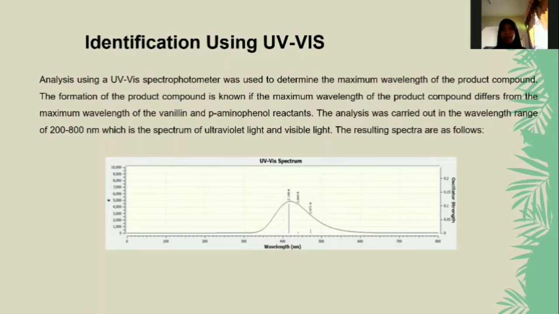Analysis using a UV-Vis spectrophotometer was used to determine the maximum wavelength of the product compound. The formation of the product compound is known if the maximum wavelength of the product compound differs from the maximum wavelength of the vanillin and p-aminophenol reactants. The analysis was carried out in the wavelength range of 200 to 800 nanometers, which is the spectrum of ultraviolet light and visible light. The resulting spectra are as follows.